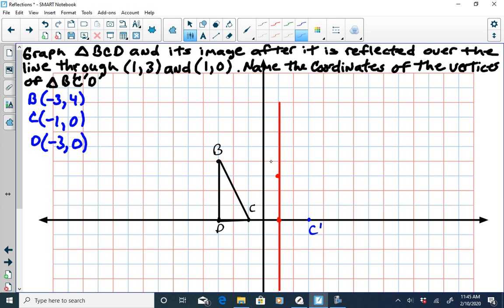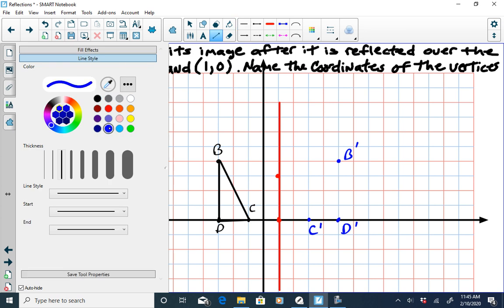1, 2, 3, 4 units away from my line of reflection. I go 4 units in the opposite direction. There's my B prime. Point D is also 4 units away, so I go 4 units away in the opposite direction. There is my D prime. We connect those points, and the importance of connecting the points is to see that your figures are congruent.